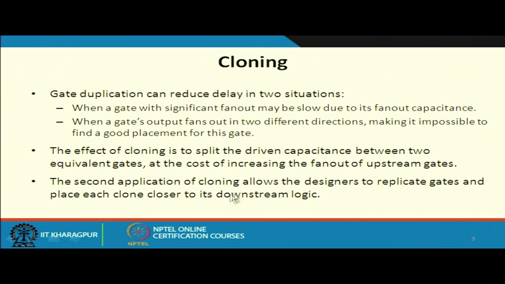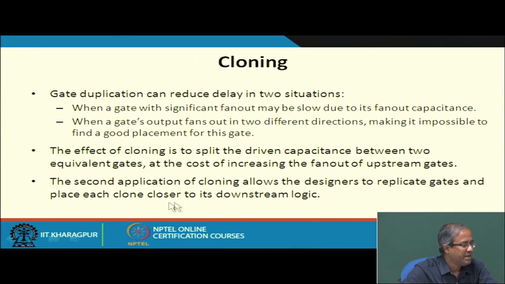And the second one we mentioned: if the output is going in two different directions, we can replicate the gate and place the clones closer to the downstream logic. Downstream logic means the circuits which are towards the fan out side, so we can place the clones closer to that.